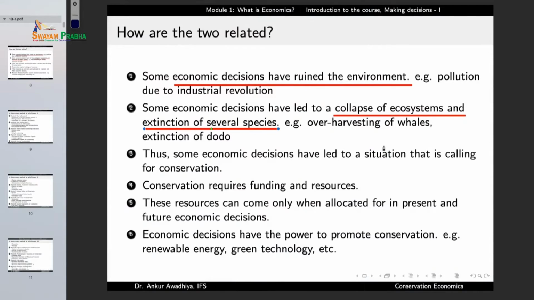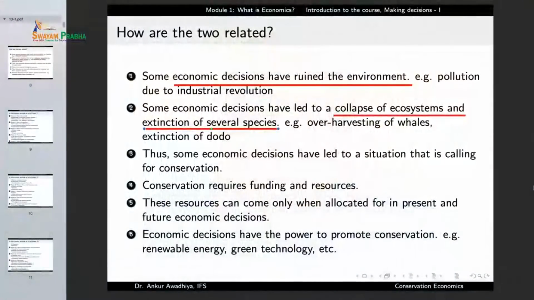So we have observed things such as oil spills or plastics that are leading to a great amount of damage to our environment. And because we have had such economic decisions, we are now in a situation that is calling for conservation. Conservation is no longer a choice. Now conservation is a necessity because we have destroyed our environment to such an extent that we are facing the negative consequences.